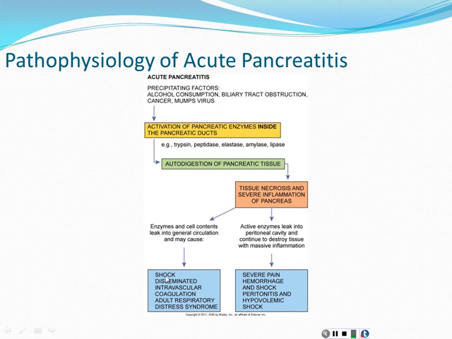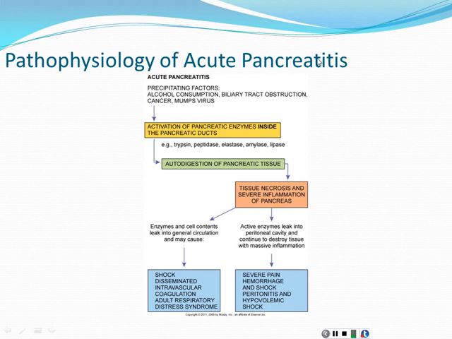That leads to shock, DIC, ARDS. All these things are bad things, right? These are all ICU level bad things. And then over here, those enzymes end up in the peritoneal cavity, so we get severe pain, hemorrhage, shock, peritonitis, hypovolemic shock. So the take-home message there is pancreatitis is bad. It needs to be taken very seriously.